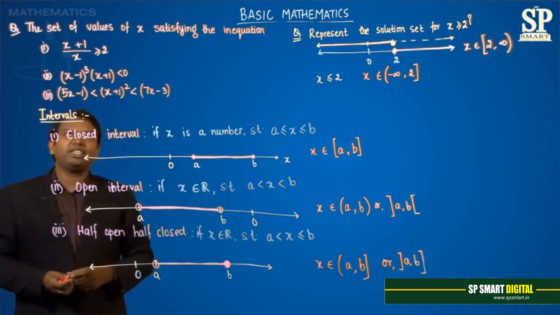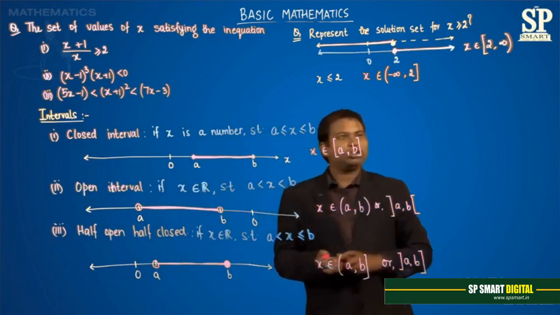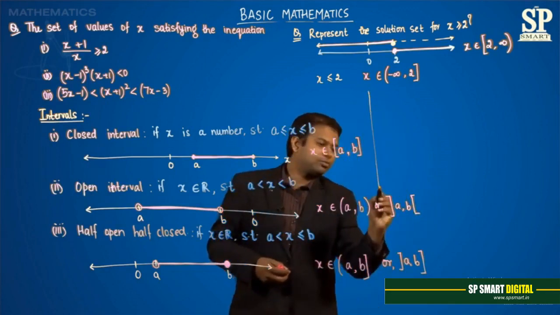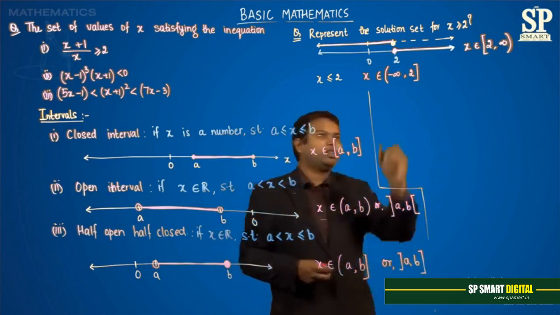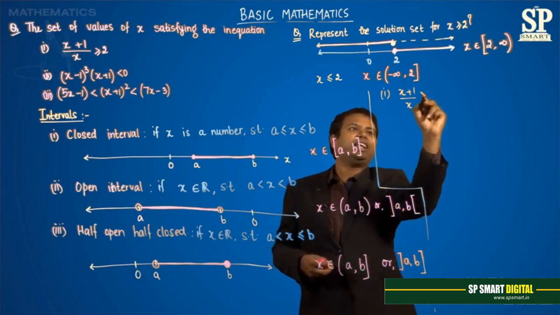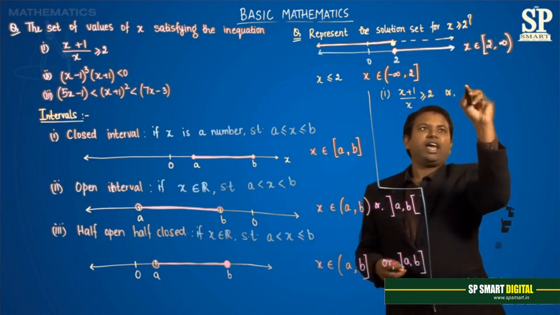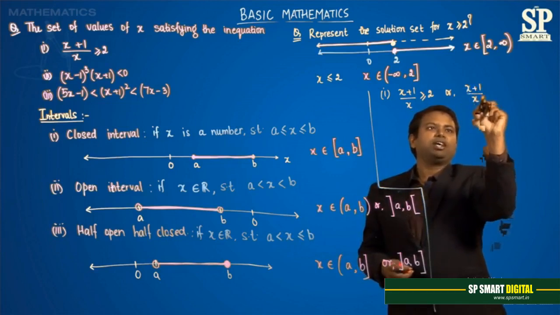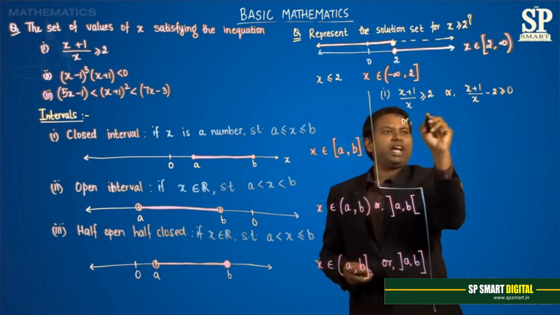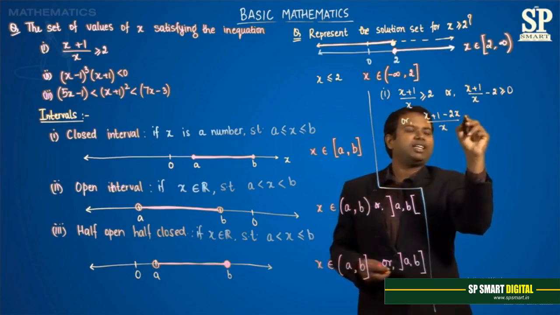So the first question is x plus 1 upon x is greater than or equal to 2. So if you look at the question, let me write it here. The first question is x plus 1 upon x is greater than or equal to 2. So what we next do is we write x plus 1 upon x minus 2 is greater than or equal to 0. Then we write x plus 1 minus 2x upon x is greater than or equal to 0.